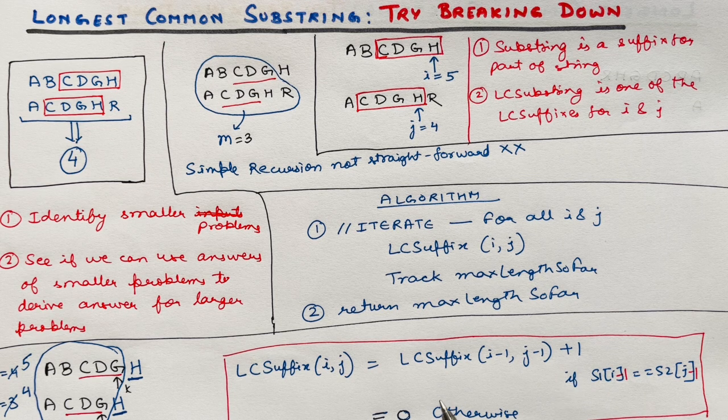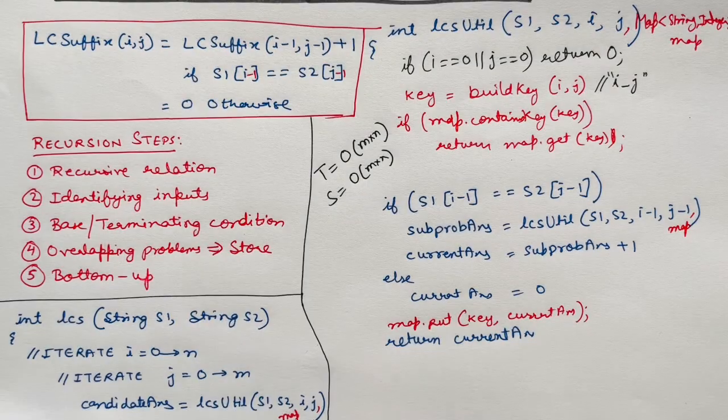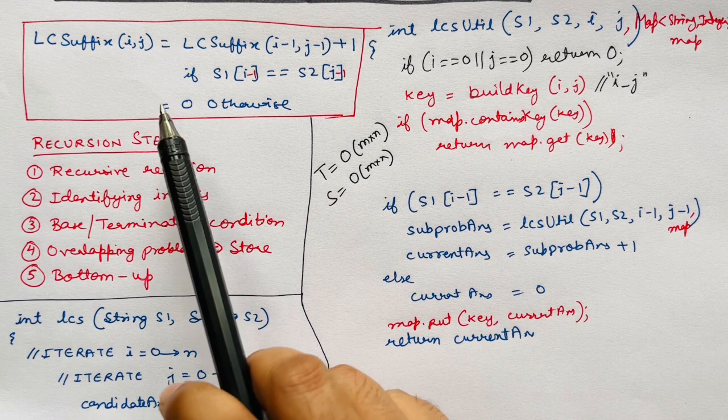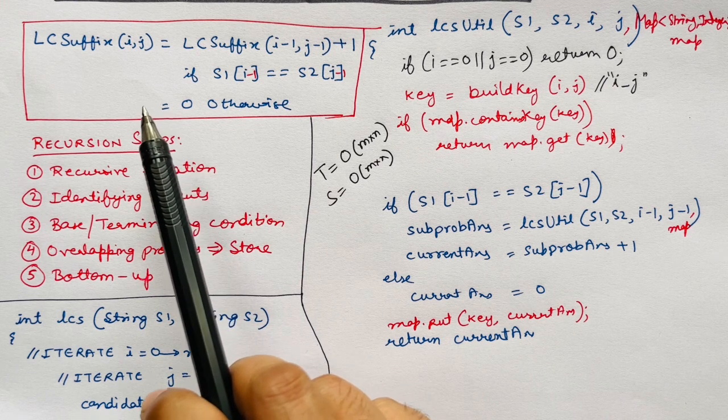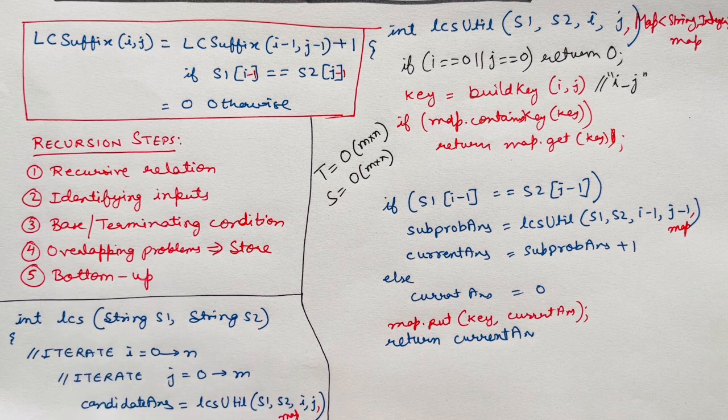And if the last character was not equal, then obviously there is no suffix which is common to both the strings, so the length of the longest common suffix will be 0. So this was the recursive relation that we have derived for calculating the length of the longest common suffix.